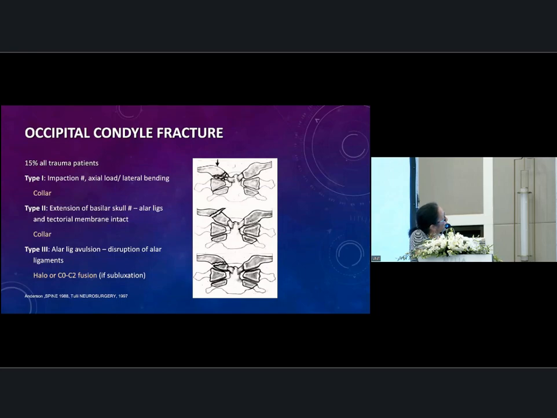Occipital fractures are not uncommon. There are generally three types. The first two are usually stable and can be managed conservatively. The first is more of an impaction involving the condyle itself. The second extends into the basilar skull region, but the ligaments are intact. The third is where there is disruption of ligaments, and hence the need for either halo stabilisation or actual fusion, particularly if there is subluxation.